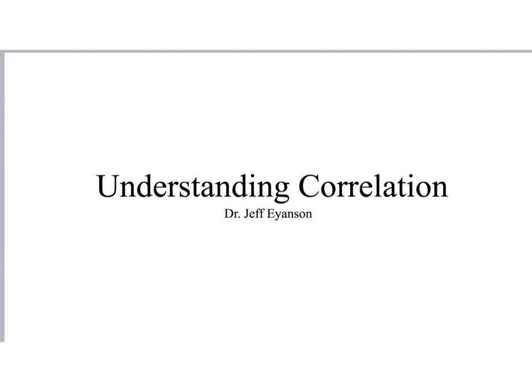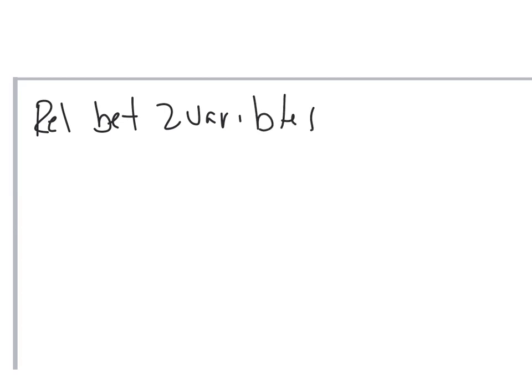This video is going to show you understanding correlation. Correlation is basically a relationship between two variables. They must be independent of each other. Okay? So in this example, we're using home runs versus batting average.